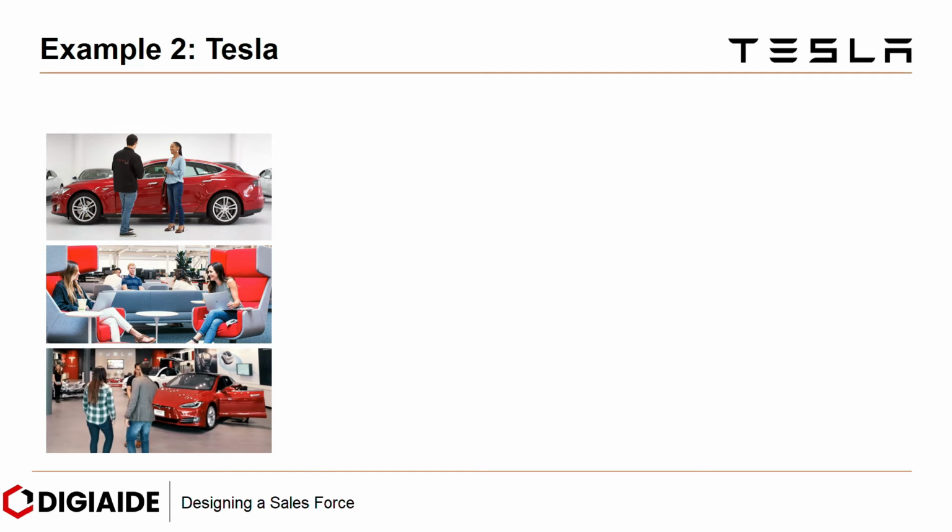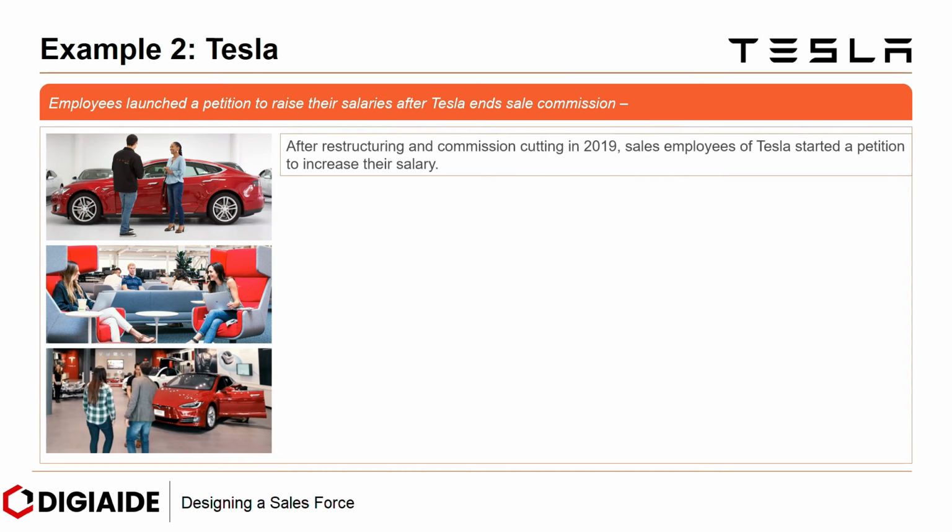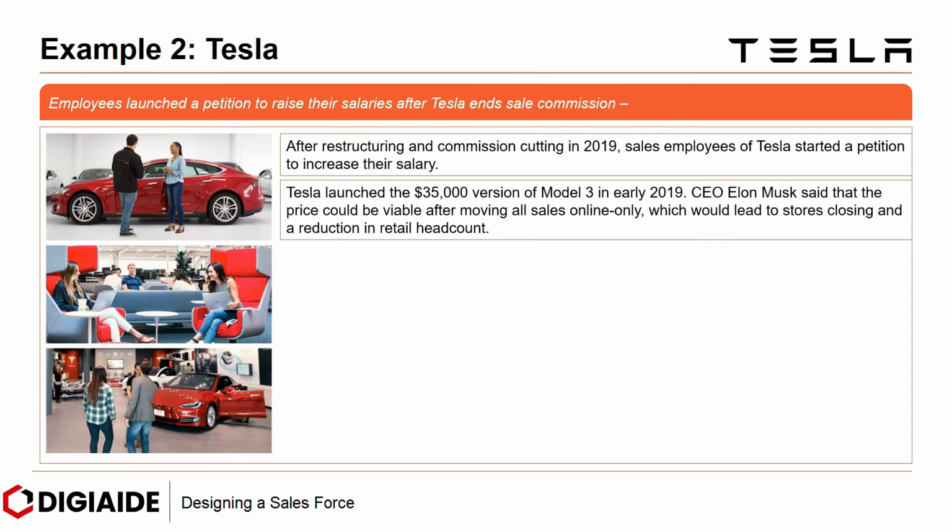Moving on to the next and final example, Tesla. Employees launched a petition to raise their salaries after Tesla ended sales commission. After restructuring and commission cutting in 2019, sales employees of Tesla started a petition to increase their salary. Tesla launched the $35,000 version of Model 3 in early 2019, and CEO Elon Musk said the price could be viable after moving all sales online only, which should lead to stores closing and a reduction in retail headcount.